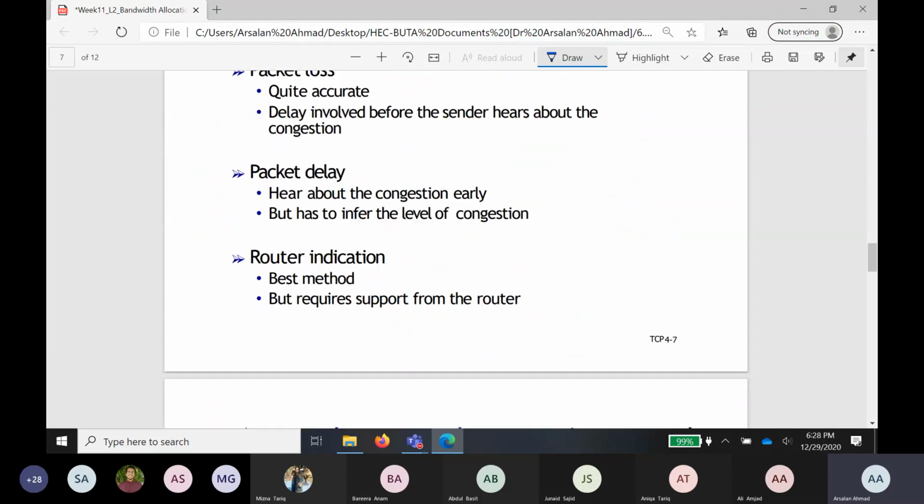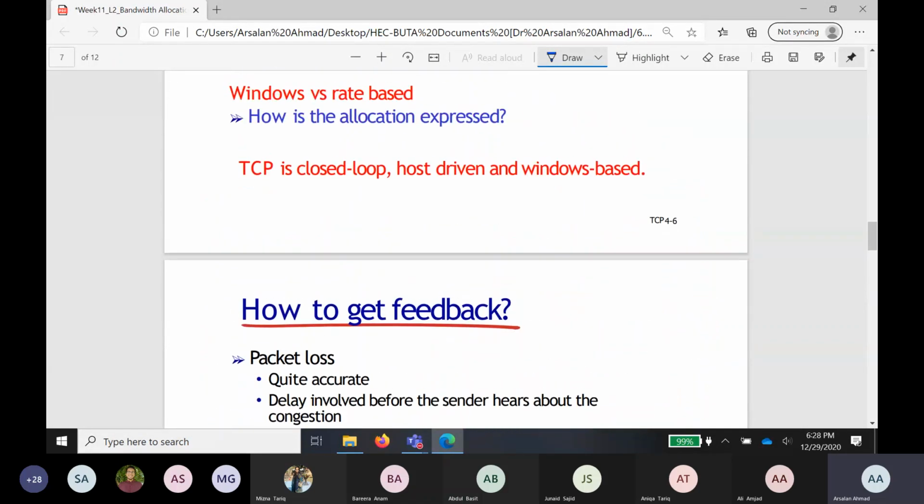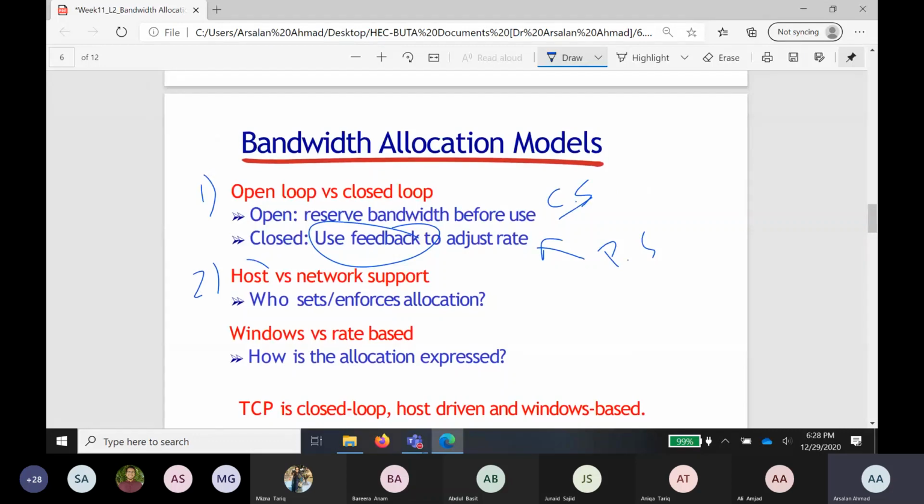Obviously there are two approaches. One is the end-to-end approach, and the other one is network assisted. Network assisted is the best method, but this requires explicit support from routers. So routers should send ECN bits to each and every host, telling them to either slow down or telling them the correct rate to transmit. But what TCP does is that TCP follows the end-to-end congestion control technique. In this scenario TCP is host driven, so it is closed loop and host driven, and it is in the third allocation model category. It is not rate based, it is window based. So TCP is closed loop, host driven, and window based.